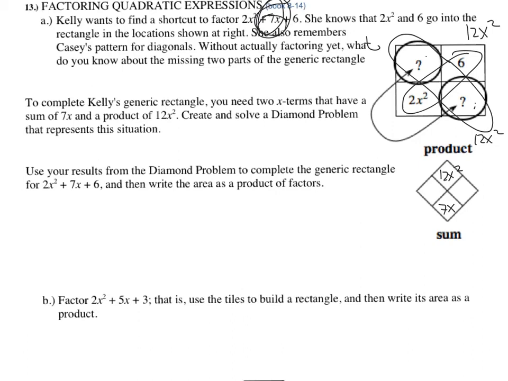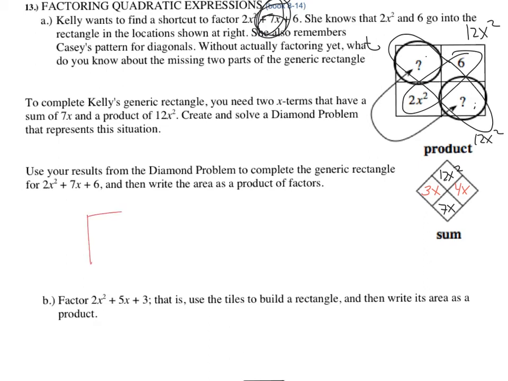So our diamond problem that we need to solve has a product of 12x squared and a sum of 7x. So we need two numbers that multiply to 12 but add to 7. That's 3 and 4. And we need x's with them so that we get x squared when we multiply and 7x when we add.